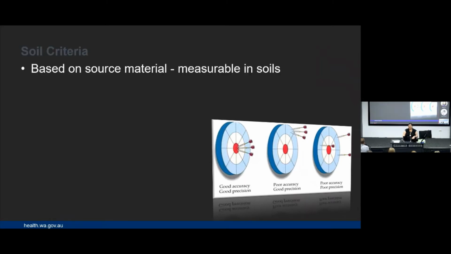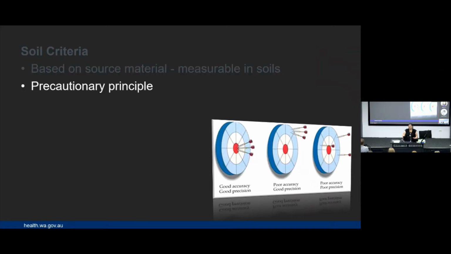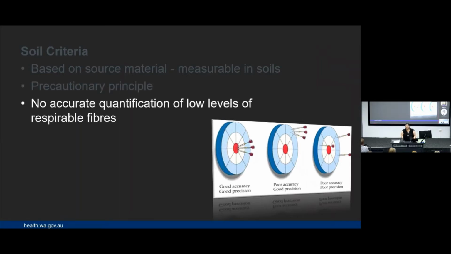So with soil criteria, we tend to base it, with the original guidelines and with this update, on the source material, the material that you can find in soil, both the larger material and the debris. That is measurable, that is more quantifiable. And we take a precautionary principle. Basically, if you find the source material, then potentially you have contamination that could lead to exposure. And I can't reiterate enough, we're not suggesting there's an accurate quantification of low levels of respirable fibres, but you can use existing methodology to see if there are fibres in the soil and what that means with regard to your assessment and your characterisation of the site.